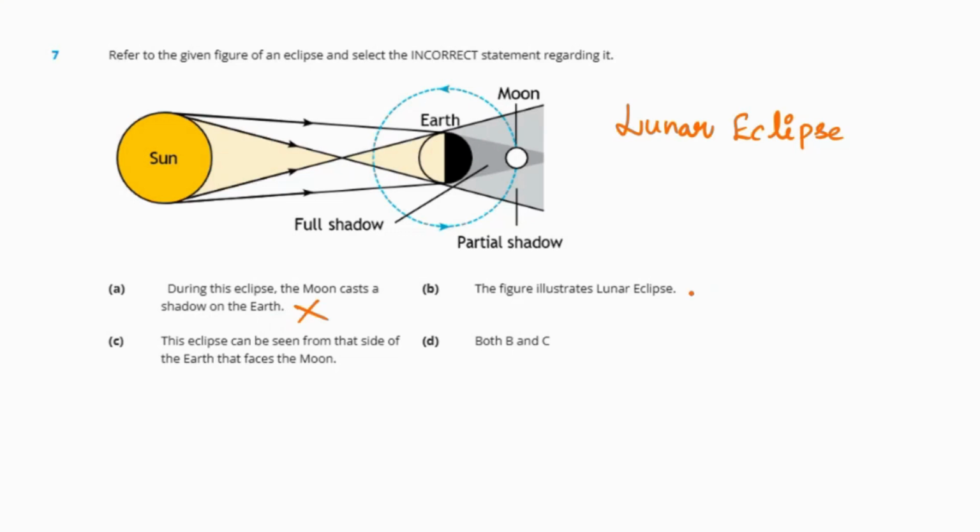The figure illustrates lunar eclipse. That is correct. The eclipse can be seen from that side of the Earth that faces the moon. That is also correct. Yes. So both B and C, that is also correct. So the incorrect option is option A. Yes, so that is the option that we want. So the correct answer is option A.